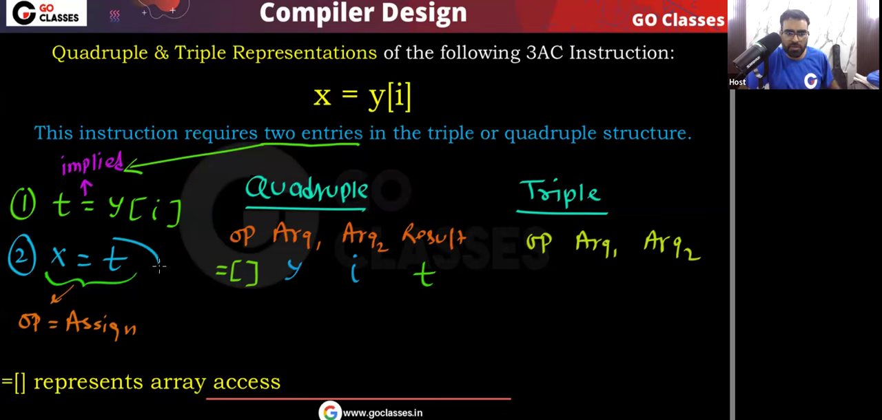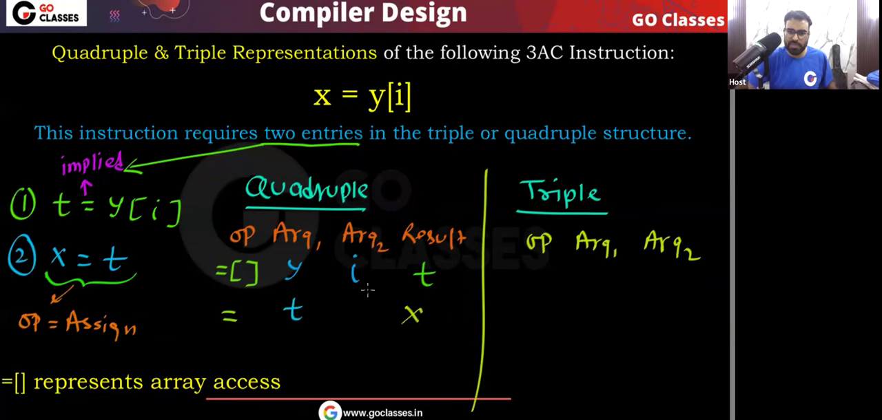So now let's see what about this x assignment t. Here the operator is assignment. And you can see what is the argument. The argument is t. There is no second argument, and the result is x. So that's it. This is your answer for the quadruple representation.